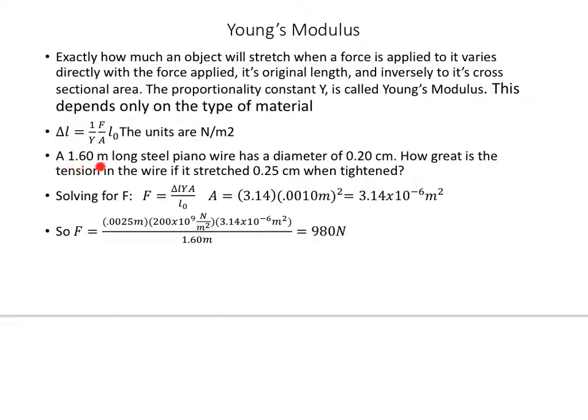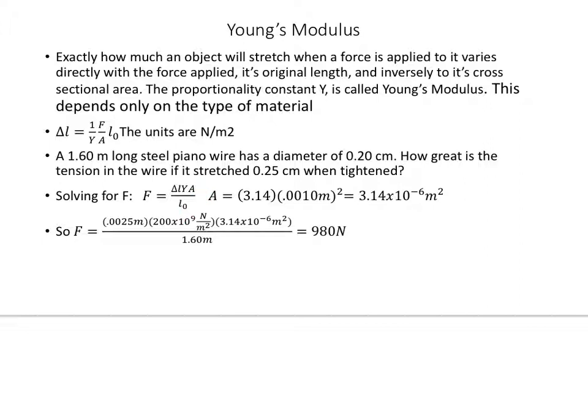So here is a quick example. We've got a string. It's a piano wire that's 1.6 meters long. It's made out of steel. It's got a diameter of 0.2 centimeters. We want to know how great is the tension on the wire, so that would be the force here, if the wire is stretched 0.25 centimeters when it's tightened. So we're going to use this equation, and we're going to solve for F. We want to find the tension or the force on the wire. So that's going to be delta L times Y times A divided by L0.